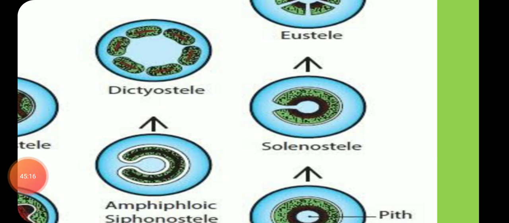Solenostele may be of three types: ectophloic solenostele, amphiphloic solenostele, and dictyostele. Ectophloic solenostele: the pith is in the center and the xylem is surrounded by the phloem. Example, Osmunda.